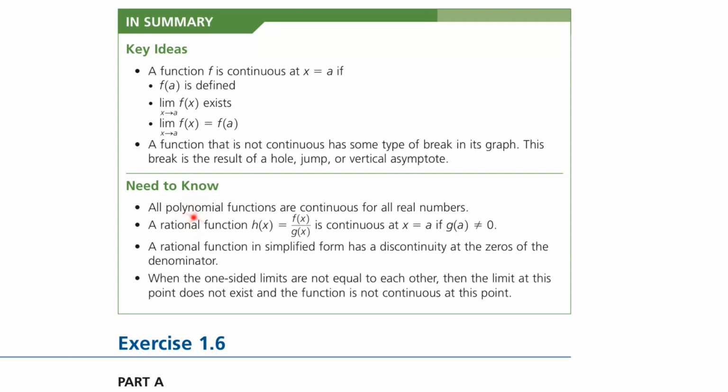It's good to know all polynomial functions are continuous at any real number. A rational function is continuous at x equals a if the denominator is not 0 at x equals a. A rational function in simplified form has a discontinuity at the zeros of the denominator. When the one-side limits are not equal to each other, then the limit at this point does not exist and the function is not continuous at this point.